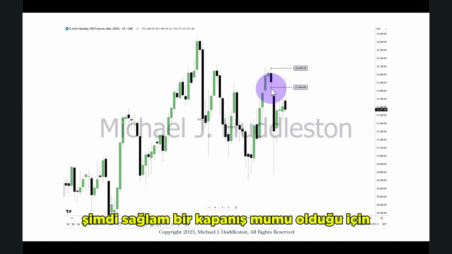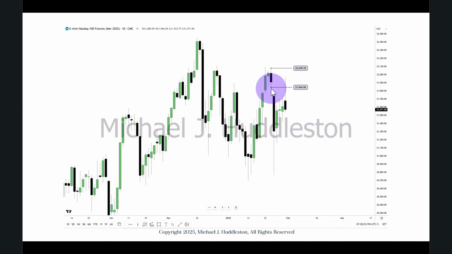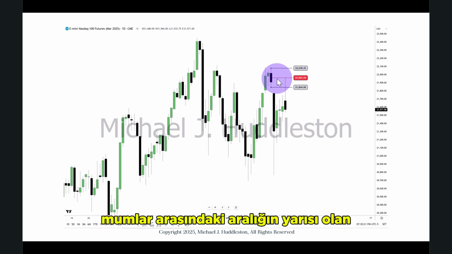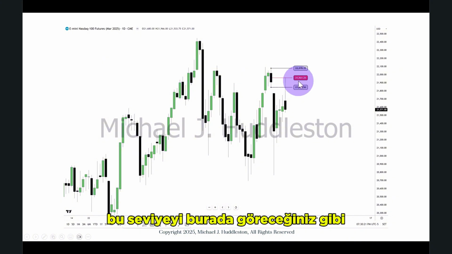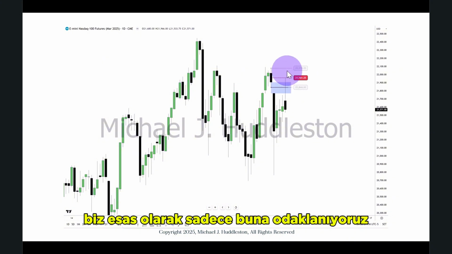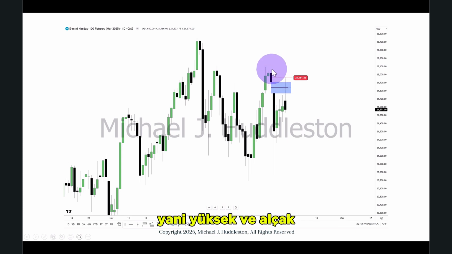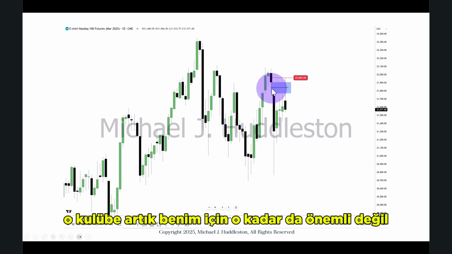Now, since it's a solid down close candle, we're going to measure that range and get an equilibrium price point, which is half of the range between the candle's high and the low. 21,961.25. As you'll see, this level here, we're focusing primarily just on that. So the high and the low of that candle is not all that important to me now.